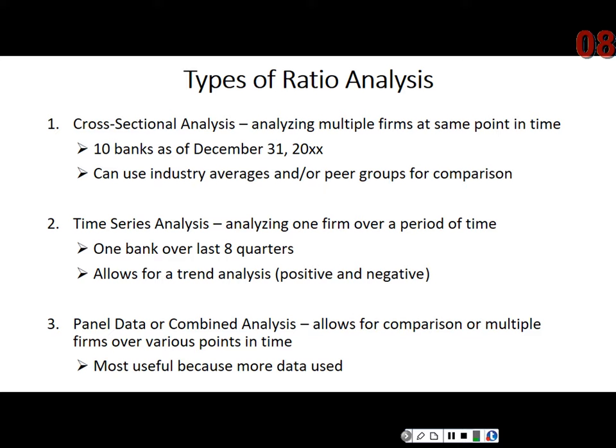So it may be 8 quarters, which would be 2 years, or you may have a UBPR, Uniform Bank Performance Report, that covers the last 5 years of December 31st information. And then you've got what's called panel data or combined analysis. So this is basically looking at multiple firms over multiple time periods. Now, I forgot to mention this, when it comes to cross-sectional analysis, you can compare against your peer averages.